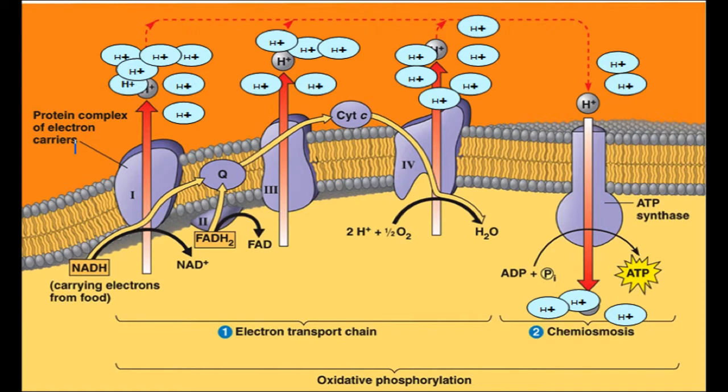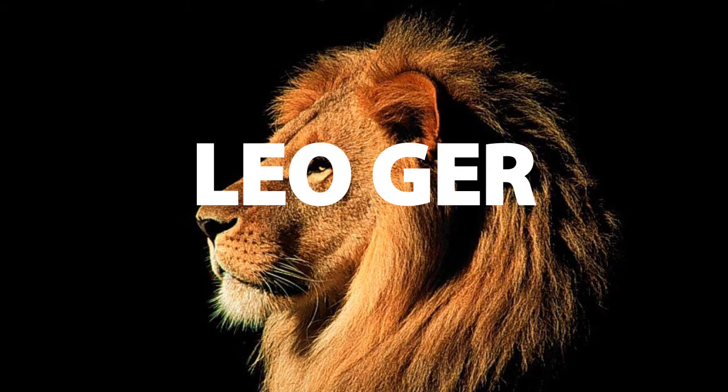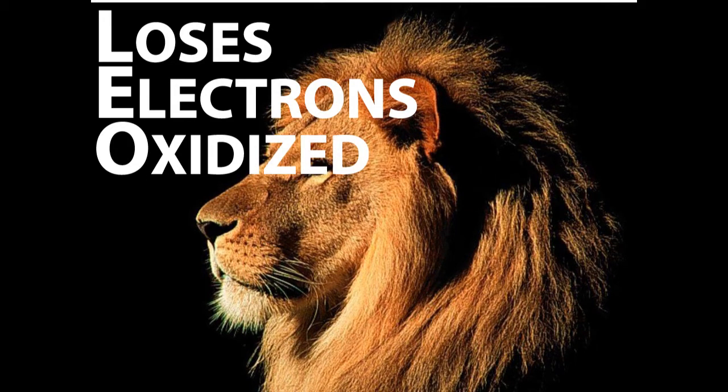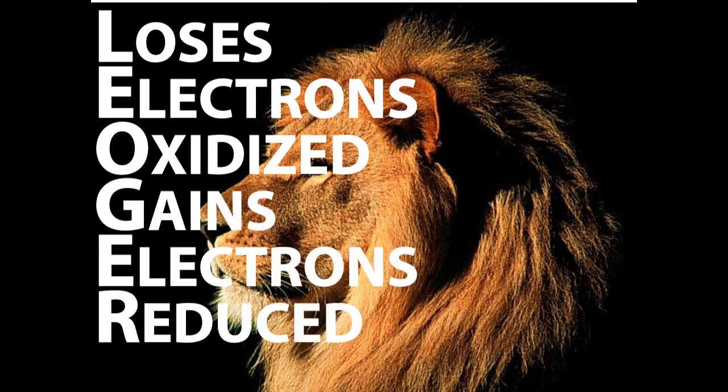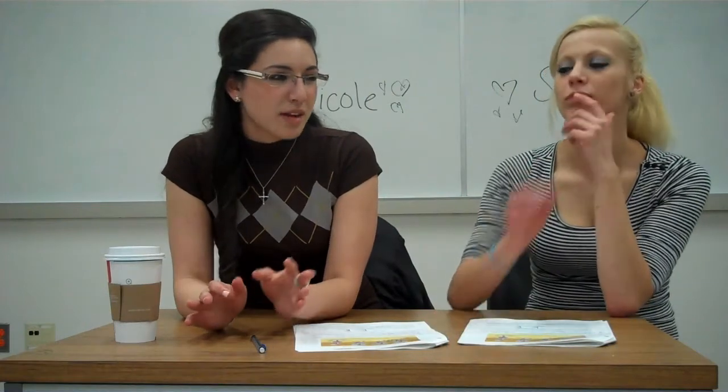When electrons are passed through these protein complexes, protons are pumped from the matrix side of the membrane to the intermembrane space. The electron carriers, NADH and FADH2, lose their hydrogens when they reach their respective complexes and become oxidized. An easy way to remember if a molecule has been oxidized or reduced is through the mnemonic LEO the lion says GER. Lose electrons, oxidation, LEO. Gain electrons, reduction, GER. Okay, so now we understand oxidation and reduction, but now let's focus on the protons being pumped across to the intermembrane space.